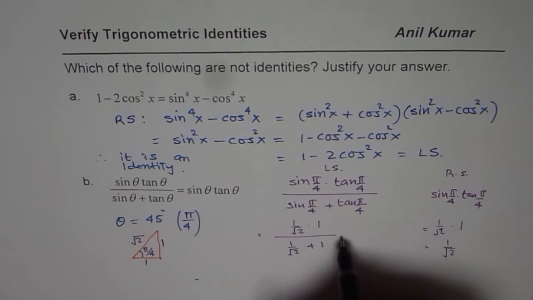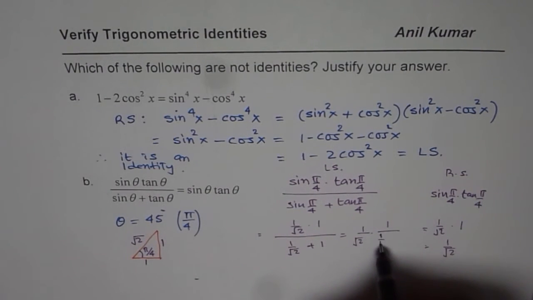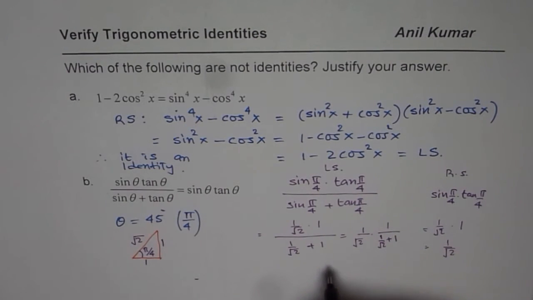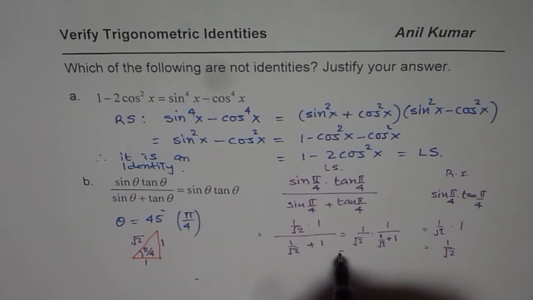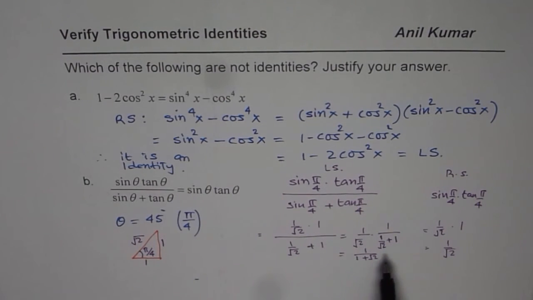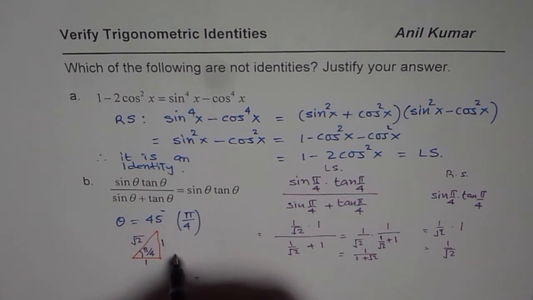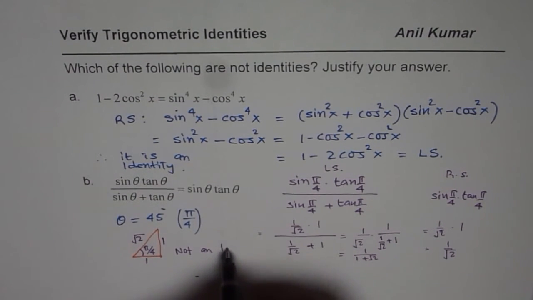Now if you solve this, what do you get? You have 1 over square root 2 times all this, which is 1 over square root 2 plus 1, and that is equal to, when you multiply it with the first term, 1 over 1 plus square root 2. Is that okay? Now 1 over square root 2 is not equal to 1 over 1 plus square root 2, right? Therefore, we can say that this is not an identity.